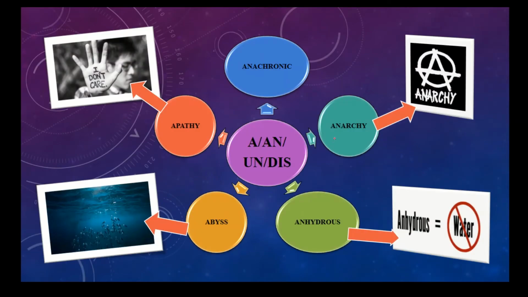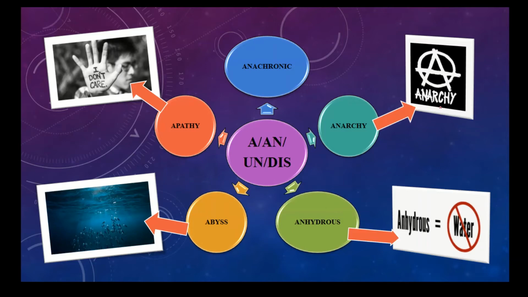Now see the first example, anarchy. An meaning absence, arch meaning a leader or a ruler. You might have heard a word archduke. So what is the meaning of archduke? A son or grandson of an emperor or a ruler or a leader, like that. That is the meaning of archduke.